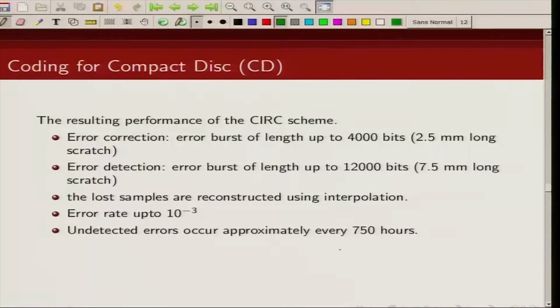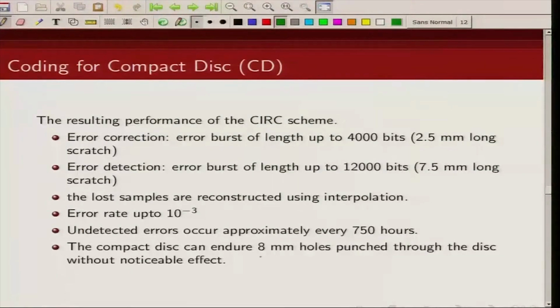And undetected error happens very rarely, about every 750 hours or so. So very powerful error correcting codes are used in CDs. Interestingly, even these compact disks can withstand small punch holes in them. You can try putting an 8 mm hole into your CD and it will still be able to correct the errors in the data and your CD will still work.